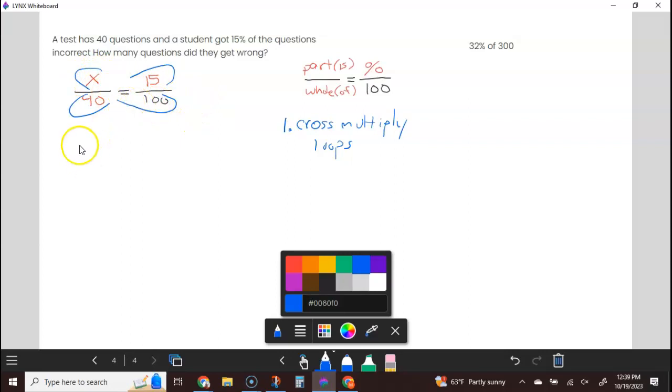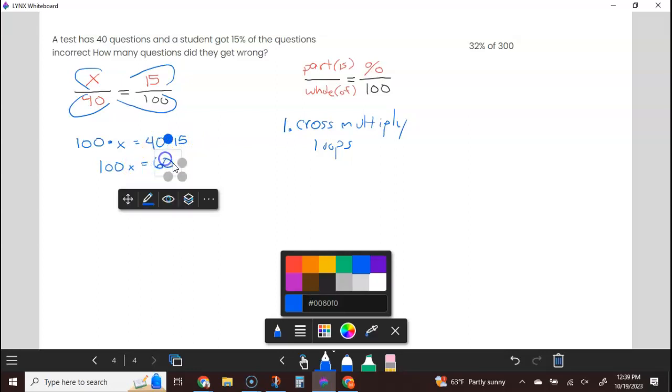So the x is looped with 100, so we're going to put 100 times x. Remember to use the dot for multiplication once we start using variables. And the other loop is 40 times 15. Okay, and then I'm going to simplify this. 100 times x is just 100x. We always just put the number and the variable together, and 40 times 15 is 600.